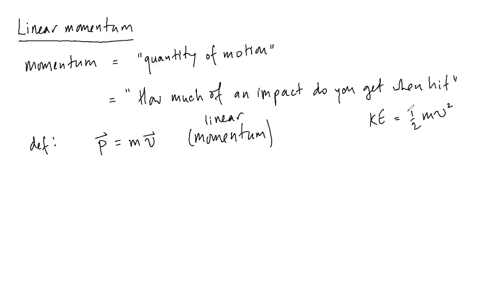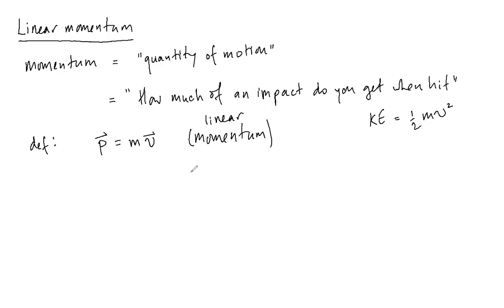Kinetic energy is also kind of, the more motion something has, the more kinetic energy it has. Kinetic energy is the energy of motion. But we don't think of kinetic energy as the quantity of motion, because kinetic energy is a scalar quantity. Whether you're moving with a certain speed to the left or to the right, or at an angle, the kinetic energy is going to be the same if the speed is the same, because it doesn't care about direction.